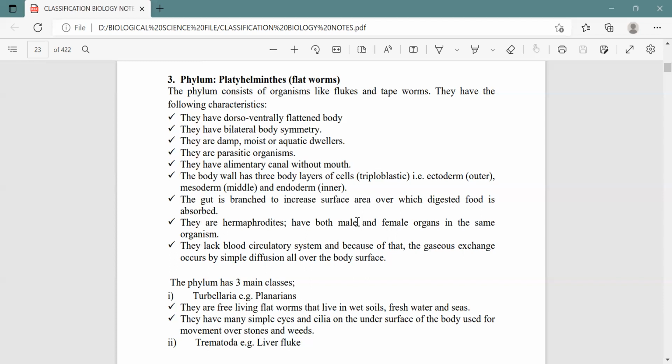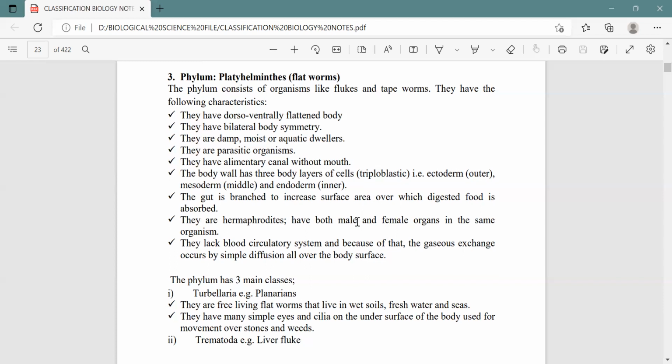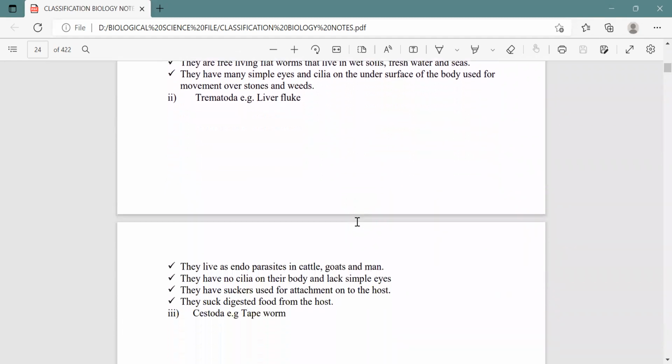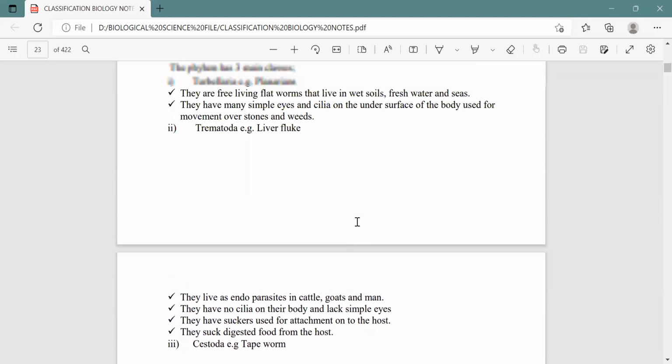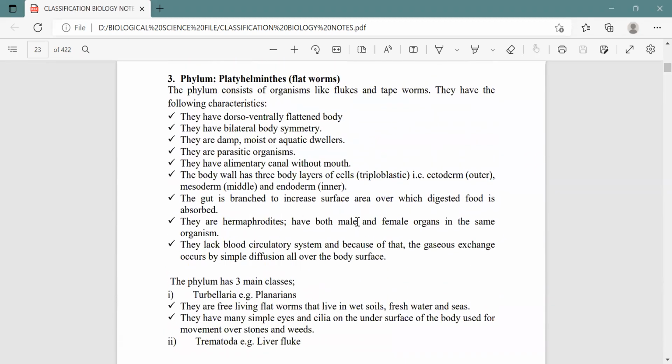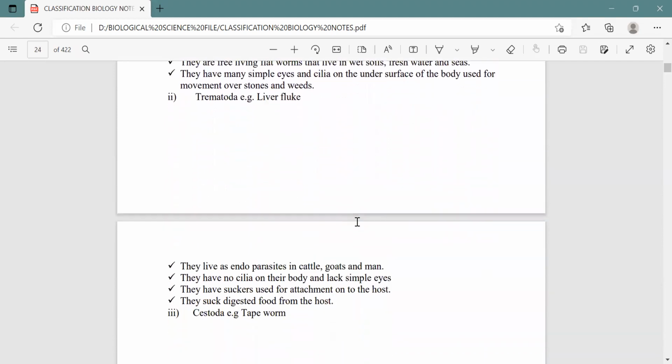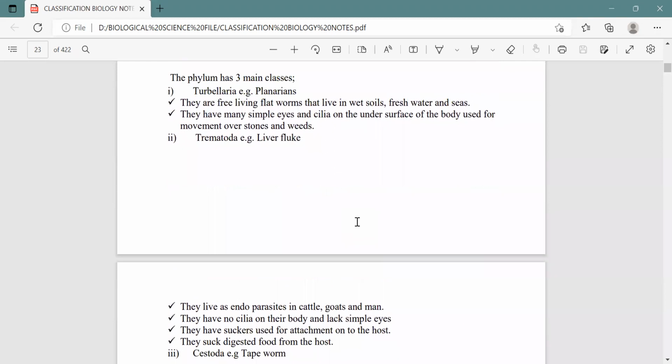So read about their classes. Turbellaria is a class, Trematoda is a class, and Cestoda, the tapeworms. The cestodes are the tapeworms. Read about those classes. So read about the characteristics of flatworms and the classes of the flatworms. There are three classes: trematodes, cestodes, and the planarians.